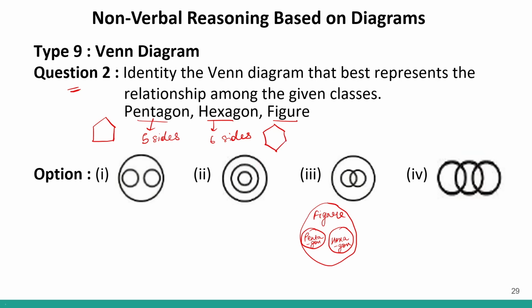Okay, so figure will be a bigger entity inside which we will have 2 different entities, that is pentagon and hexagon. And this is represented in option number 1. So option number 1 will be the correct answer.